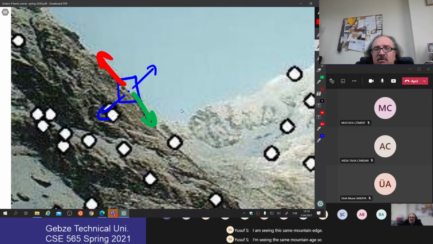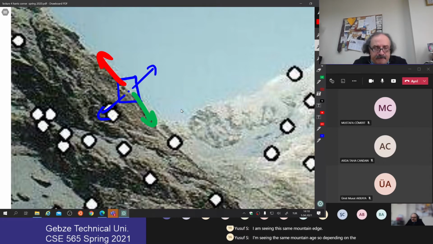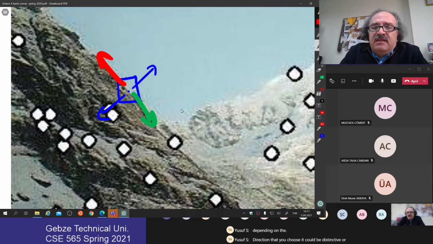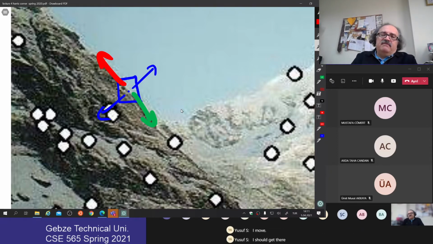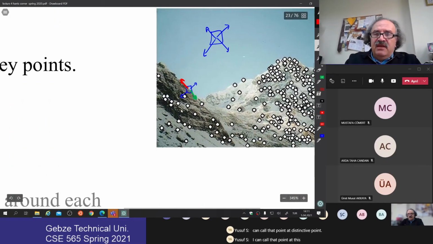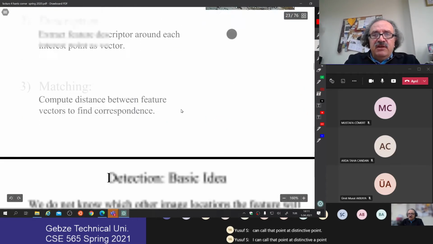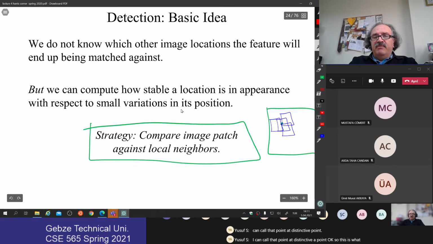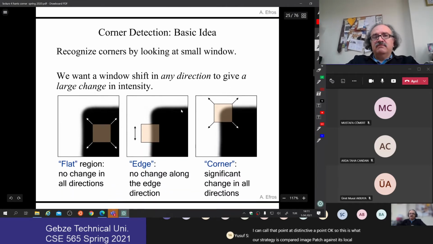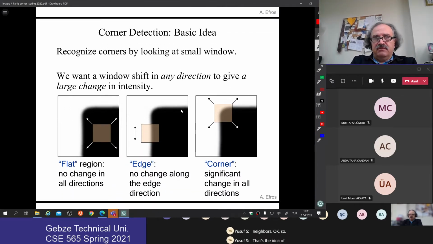So depending on the direction that you choose, it could be distinctive or not distinctive. But the distinctiveness that I want is that whatever direction I move, I should get a considerable difference, so that I can call that point a distinctive point. Okay, so this is our strategy: compare the image patch against its local neighbors. That's the idea of corner detection.